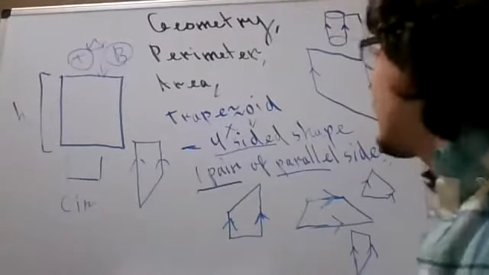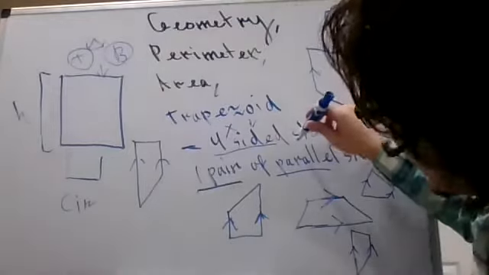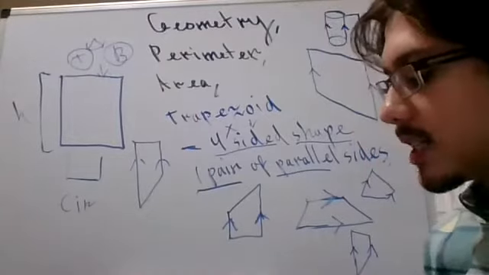Let's look at another thing. So we see that a trapezoid must be a shape. Does anybody remember the definition of a shape?